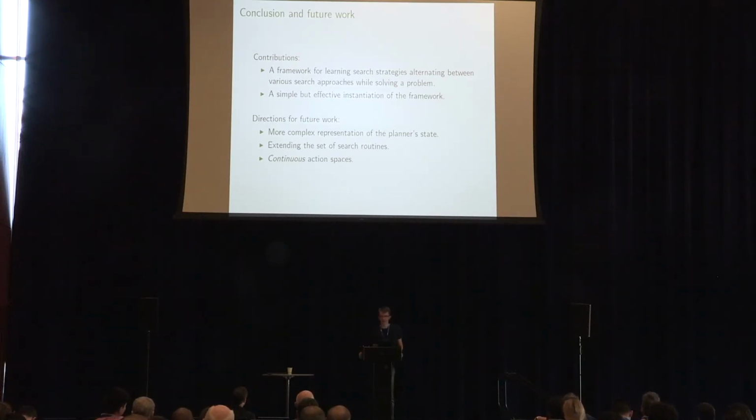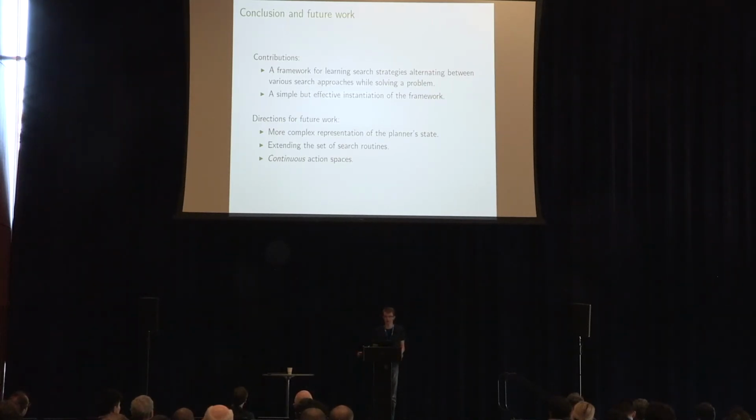Of course, there is so much here that you can do in the future. First, the representation of planner state that we are using here is very, very simple. In future work, we would like to consider more complex state representations. There are so many more things that you can say about the state of your planner. For example, you could look at the distribution of the heuristic values in your open list. And of course, the more complex we go about the state representation, the more natural it will be to use some form of function approximation rather than the essentially tabular approach that we have at the moment.